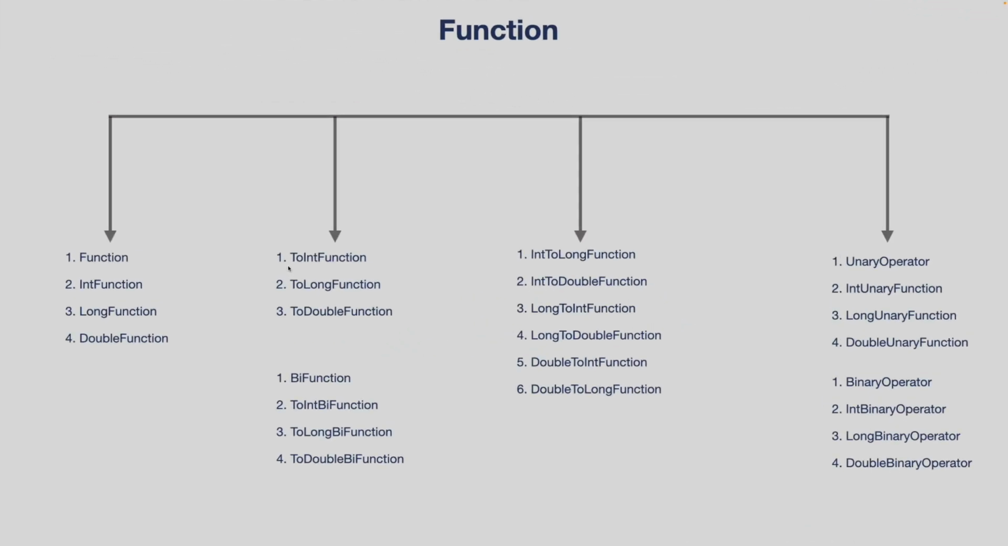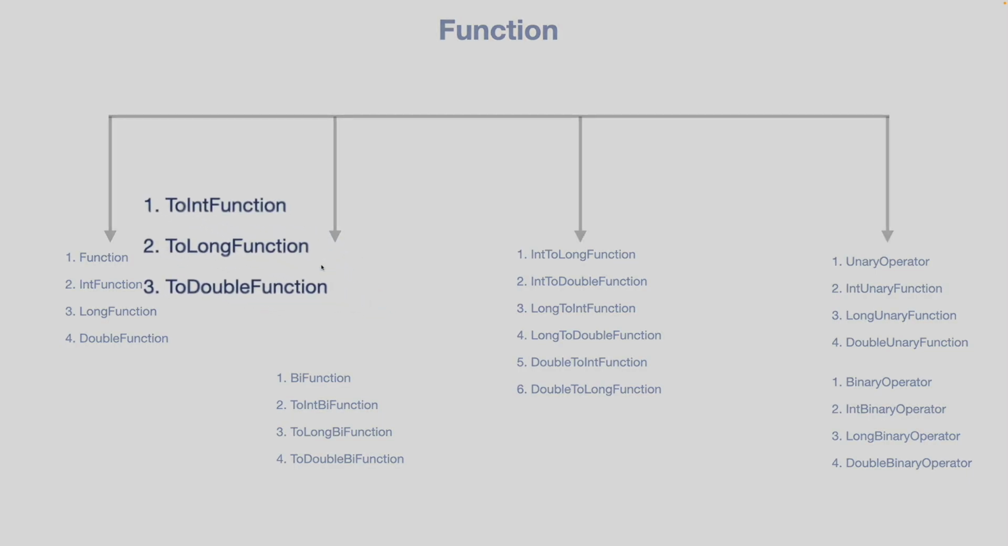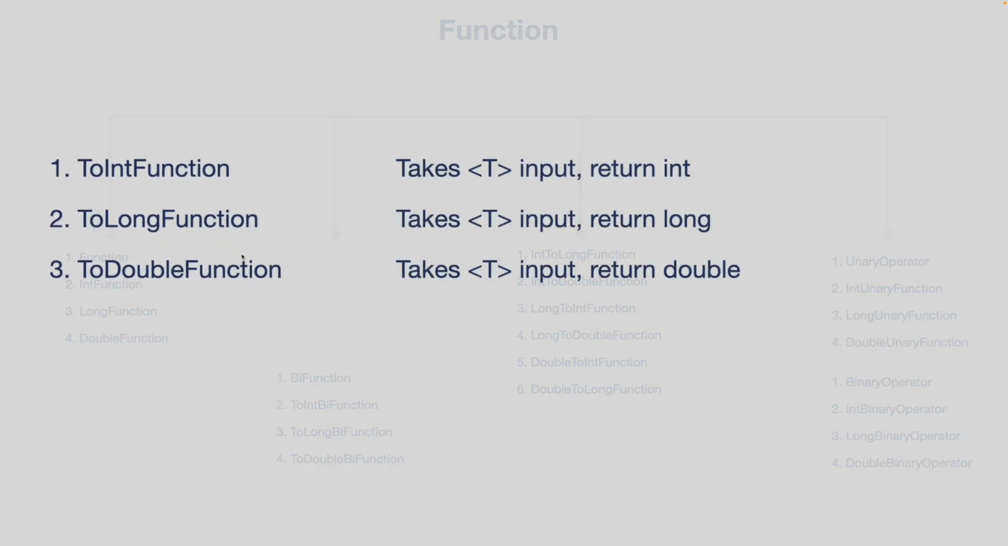Next one is the toInt function. Previously we discussed from data type functions. These are the two data type functions. In this, we are taking the input as a T type and converting into the int. That's why we are calling the toInt function, toLong function, or toDouble function, or we can say two data type functions. Here we are taking T as an input and returning the int. In the toLong function, we are taking T as an input and returning the long. In the toDouble function, we are taking T as an input and returning the double.